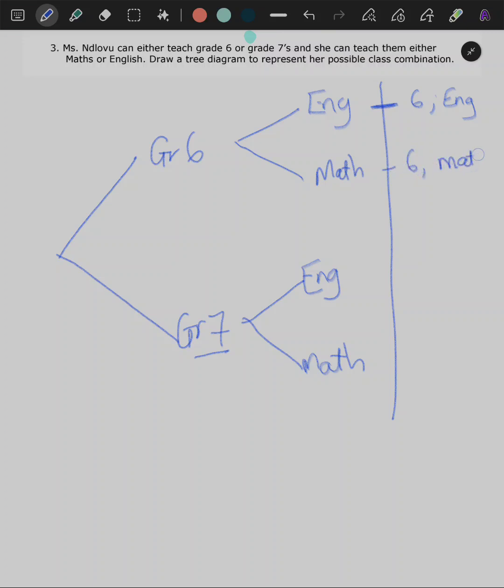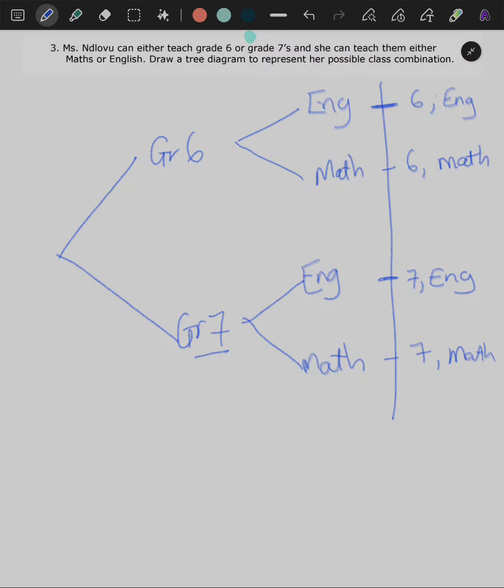So you really want to try and have the ends of your arms at least on separate rows, if not with a couple of lines between them, so that you've got space to do this. I sometimes see people writing the outcomes in a little cluster on the end or something, but it's part of the diagram. It should be in line with those arms at the end. So then we've got 7 and English and 7 and maths. And that's my tree diagram.